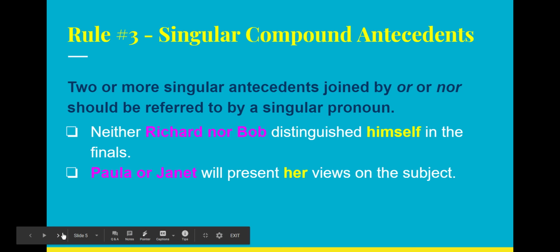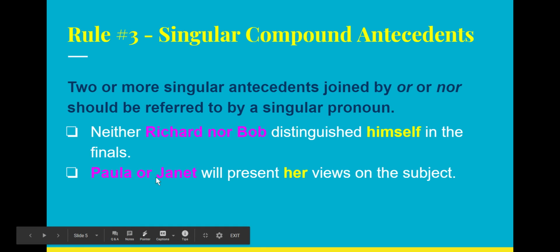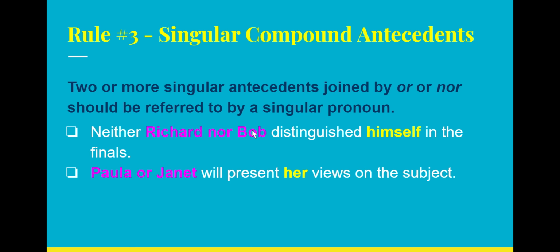Rule number 3, singular compound antecedents. So you may remember this rule from subject-verb agreement. Two or more singular antecedents joined by or or nor should be referred to by a singular pronoun. So take a look at my first example. Neither Richard nor Bob distinguished himself in the finals. So Richard nor Bob, I have two names, but they're connected by nor, so I treat this as singular, so I need a singular pronoun here.